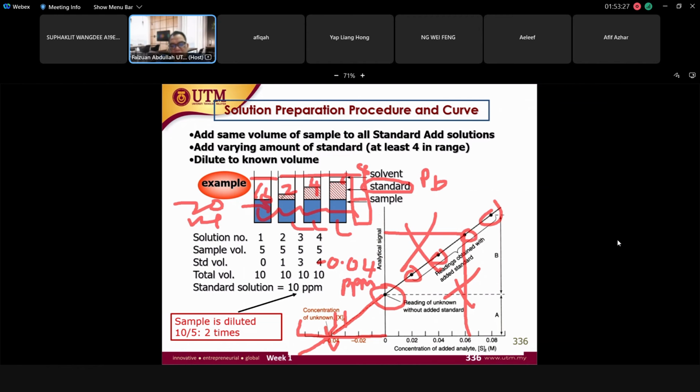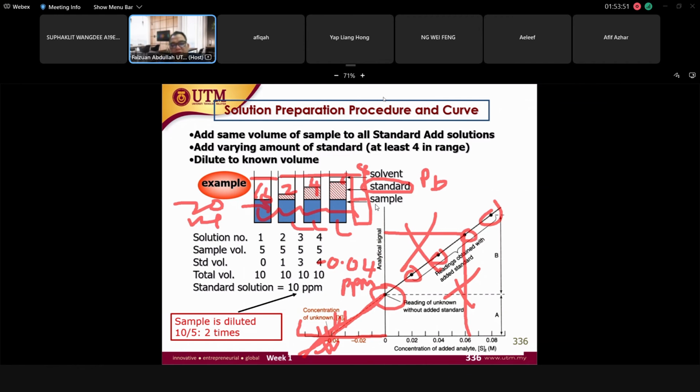We put a known and similar volume of sample inside all the calibration solutions, put standards, and then dilute up to the mark and run it. No need to do the reading after we run the calibration, just extrapolate. And then we know the concentration based on this. All right, understood? If you understand, please thumbs up.